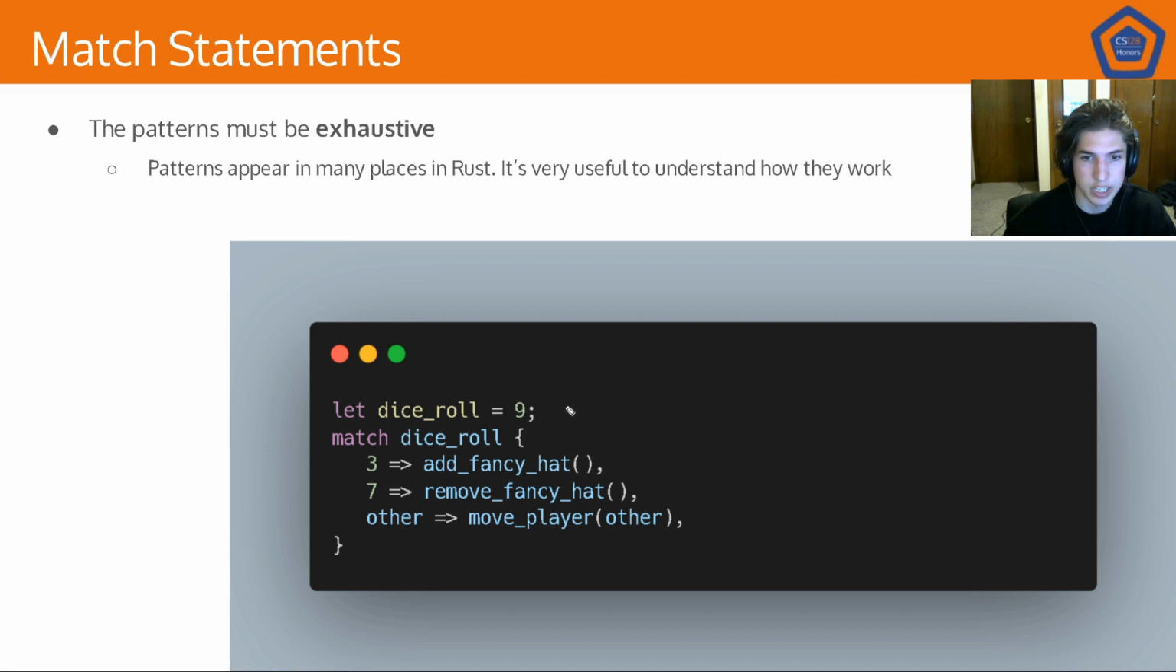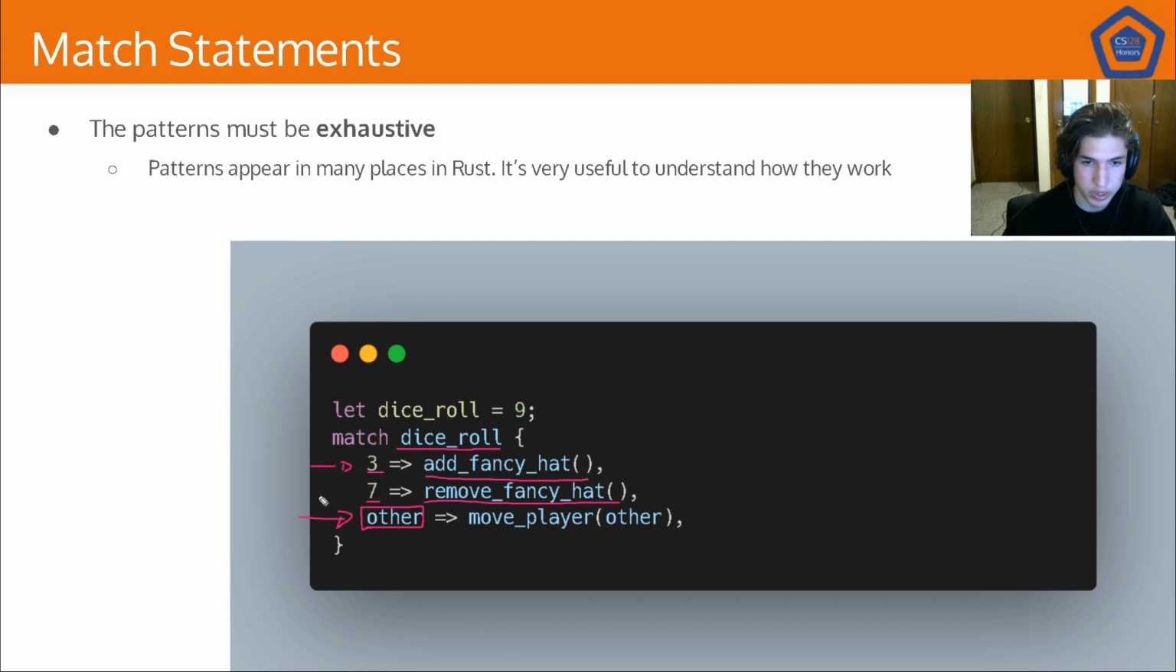We can have, for example, matching on a number. We'll say let dice roll equal 9. This is an example from the Rust textbook. We can say, okay, if dice roll is equal to 3, then we call some function. If dice roll is equal to 7, then we call some function. Else, if it is some other thing. Now, this other is not a fancy keyword. This is just catching all of the other cases.